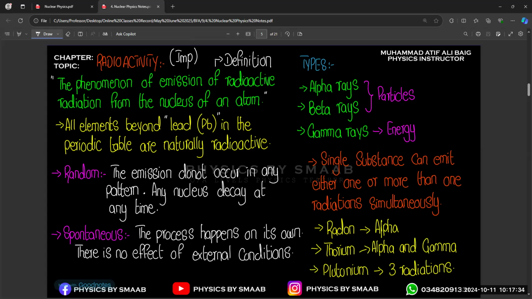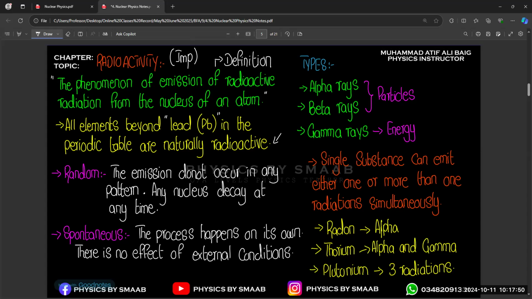Any confusion right now? No, sir. Okay. Right now we did till the yellow part, the elements beyond lead. Yes, we only discussed till this part.